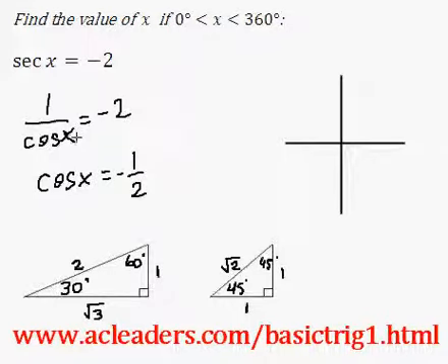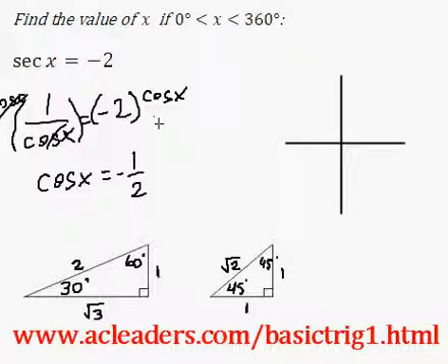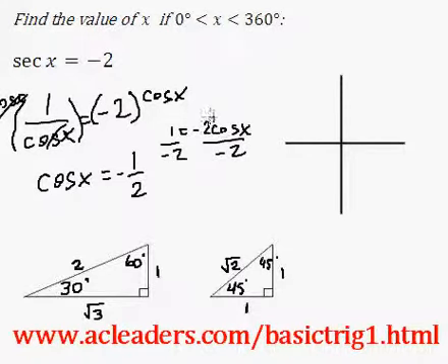Well, I can just send this up to the top and then -2 down to the bottom. If I do that in slow motion, I can multiply both sides by cos x, these cancel out. I eventually get 1 equals -2 cos x. Then I can divide both sides by -2. And the -2's cancel out. So cos x is equal to -half.